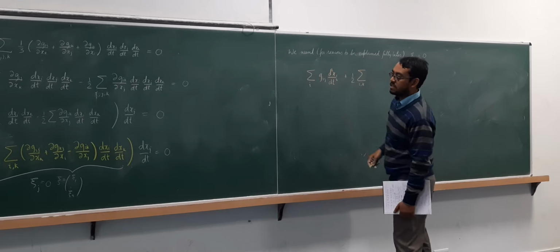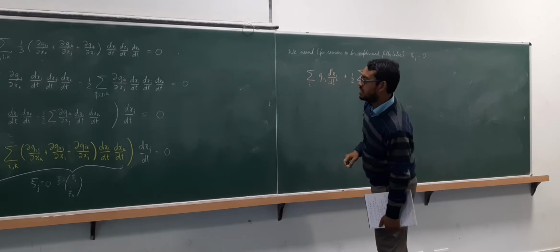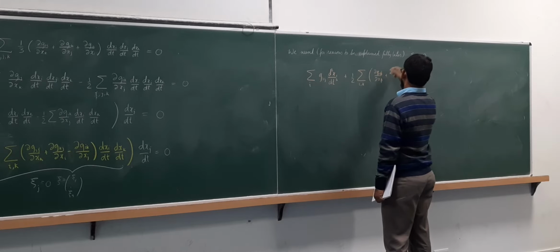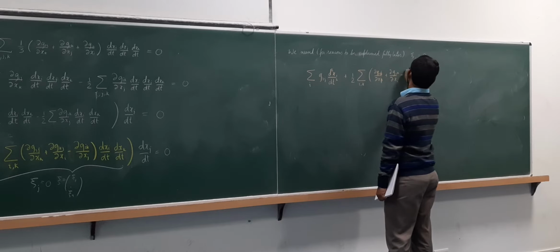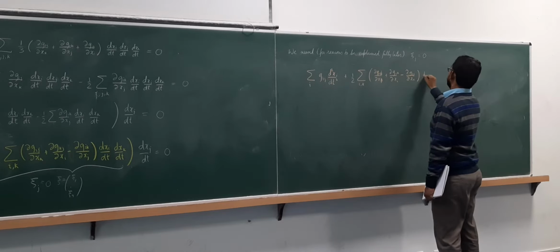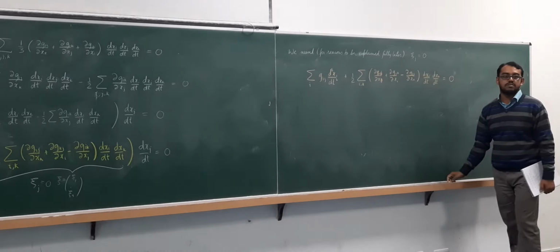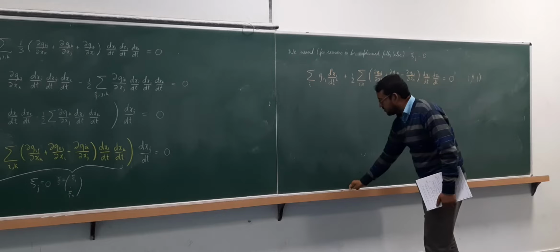So this j is fixed, and then dg_ik over dx^j. That's the last term, sorry. What do I want? dg_jk over dx^i minus dg_ij over dx^k, times dx^i/dt, dx^k/dt. This is what we have for all j, of course. So is there a way to get rid of this term?